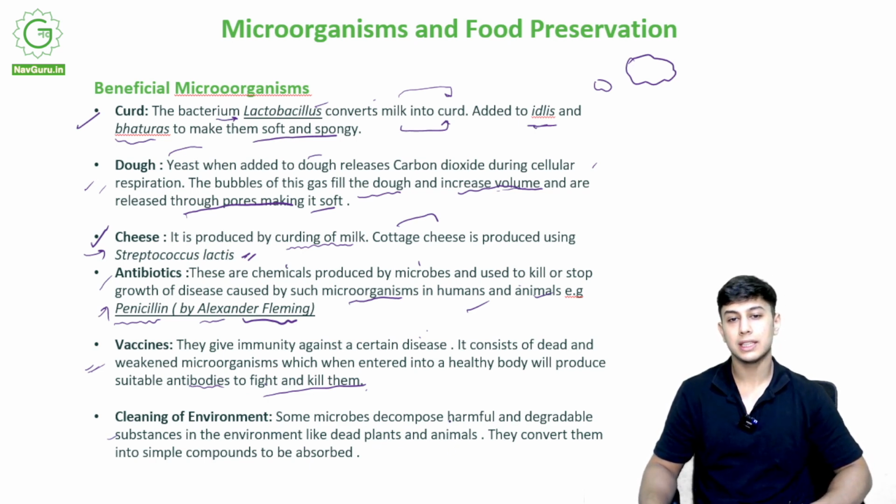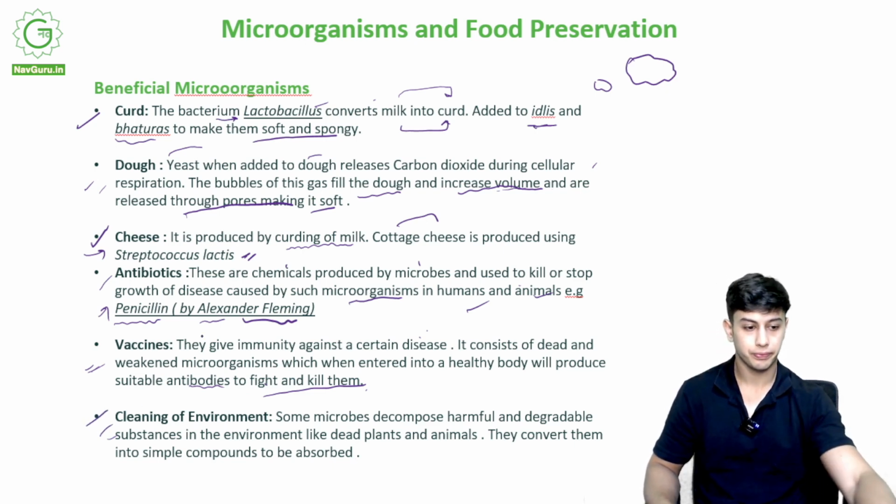So some microbes decompose harmful and degradable substances in the big environment, like dead plants and animals. So supposedly in the jungle, some animal has passed away or some insect has passed away. Now it has to be degraded, it has to be absorbed by the soil. So what would happen? Microorganisms will do that. They convert them into simple compounds to be absorbed. Cleaning of environment.